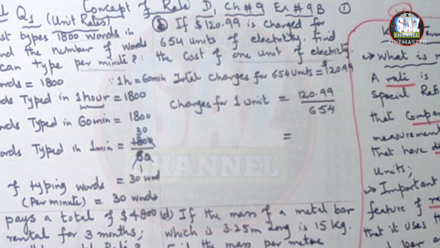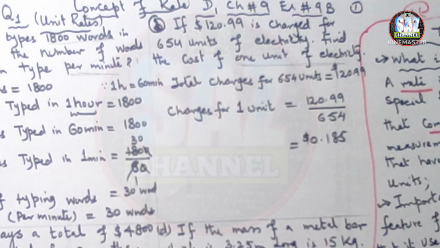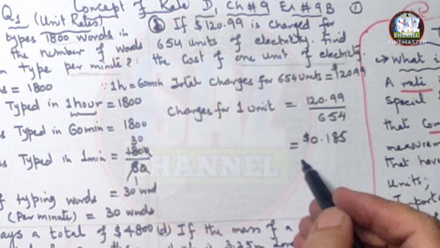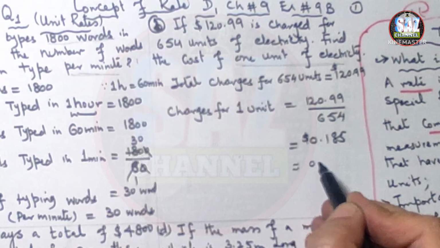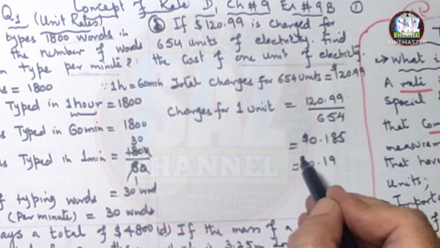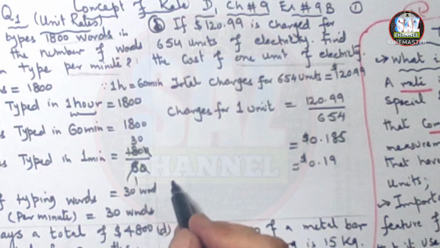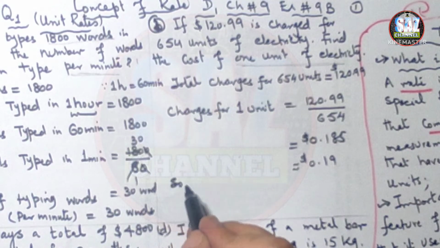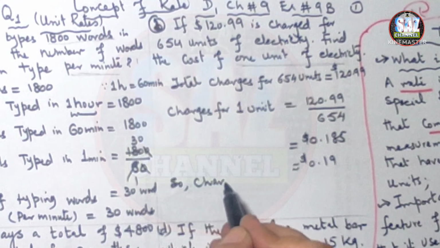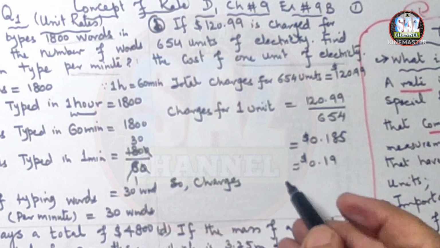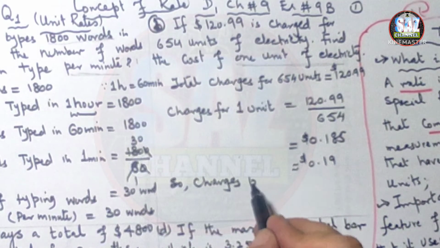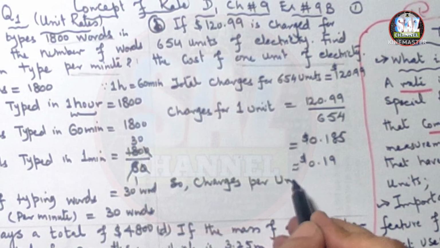So this will become 0.185. They are the dollars. That is approximately equal to $0.19. So the charges per unit of electricity will be equal to 0.19.